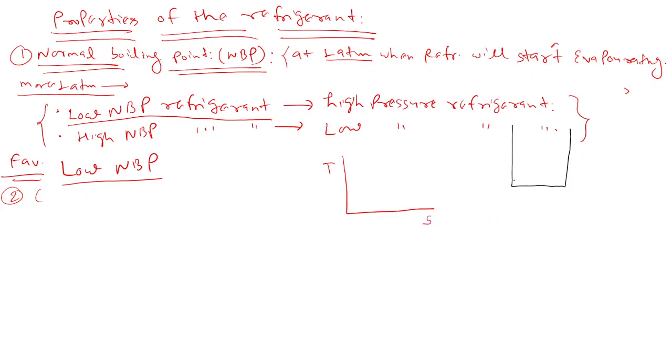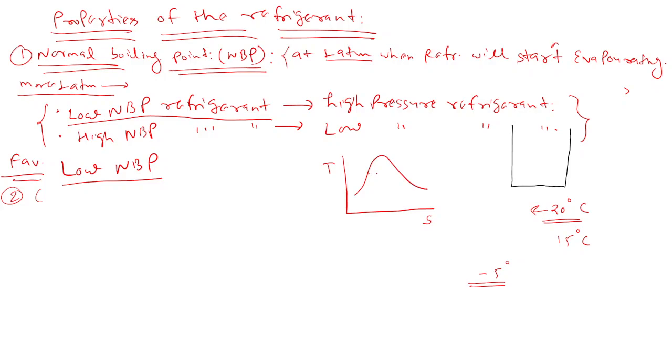Here I will take two refrigerants. One has a normal boiling point of, let's suppose, 20 degrees, and the other has a normal boiling point of 15 degrees Celsius. Now if you want to reach a temperature of -5, for reaching -5 we have to decrease the pressure also, right? Because at 1 atmospheric pressure the saturation temperature is 20 degrees.